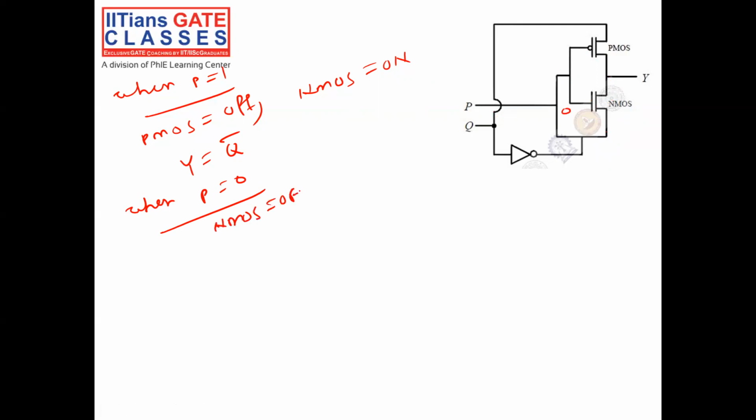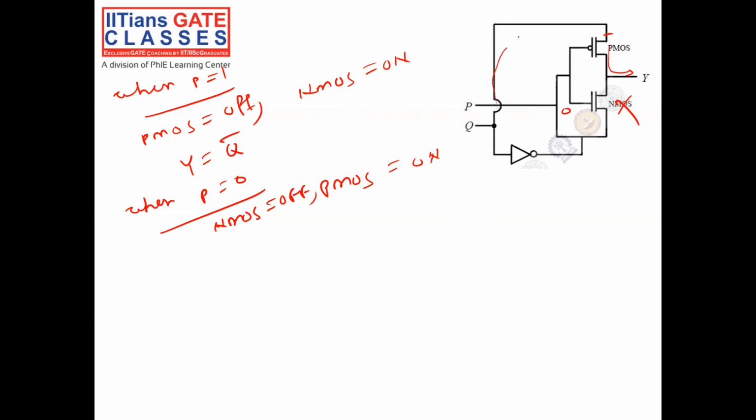NMOS is equal to off. And what is PMOS? PMOS will be on, right? So when NMOS is off, this is totally gone. What is PMOS? PMOS will be on. On means whatever is at the source will come to my output.